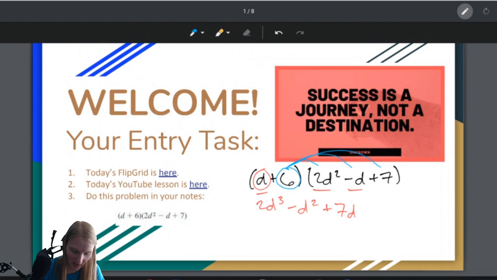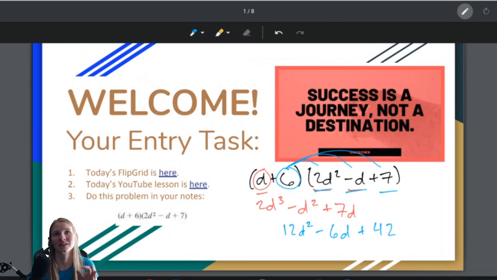So 6 times 2 is 12, so we have 12d squared. 6 times negative d is negative 6d. And 6 times 7 is 42, plus, because it's positive. Okay, now all we have to do is put these things together.